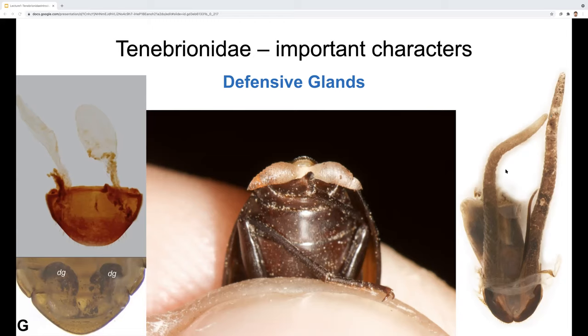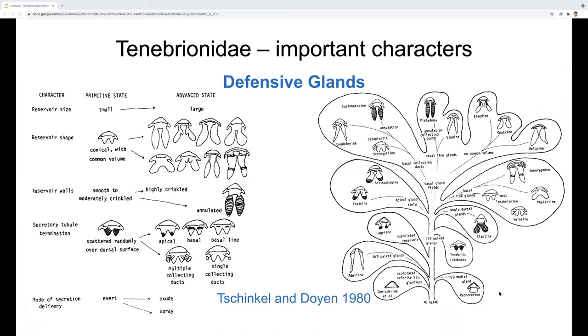And in the lagrians, some groups have defensive glands, some don't. And in one group, they actually have these weird long defensive glands that come out between the eighth and ninth ventrite, so in a different place, likely meaning a separate origin of defensive glands, at least one separate origin. So again, there's a lot of diversity here.